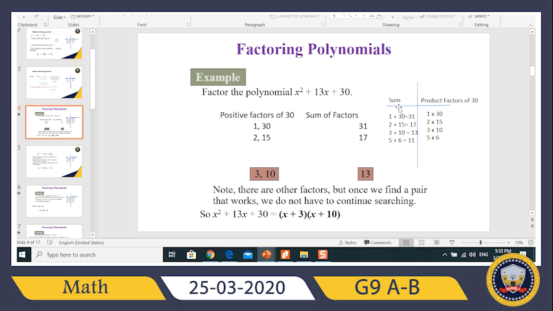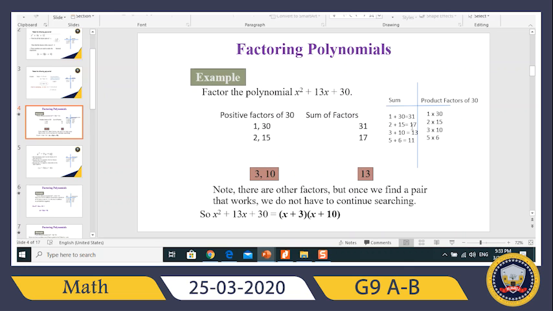Then I will add these two factors together, you will see why. 1 plus 30 gives me 31. 2 plus 15 gives me 17. 3 plus 10 gives me 13. 5 plus 6 gives me 11.